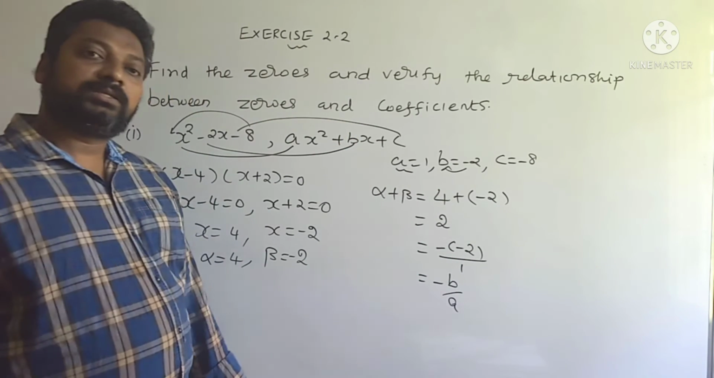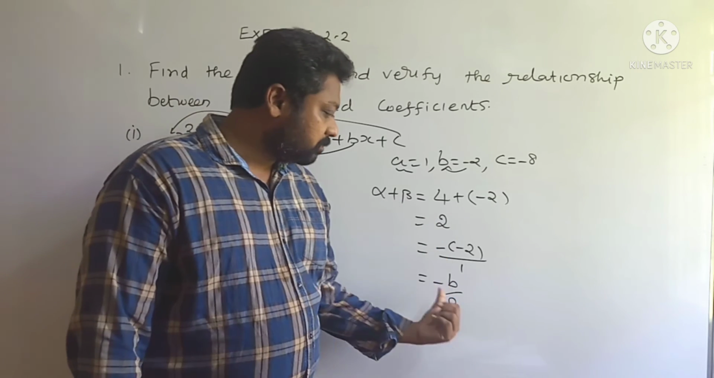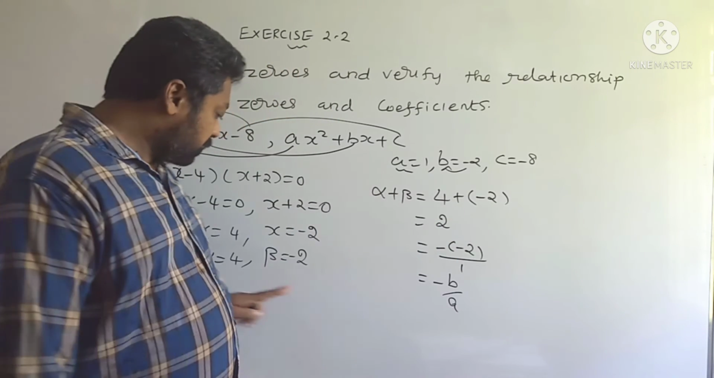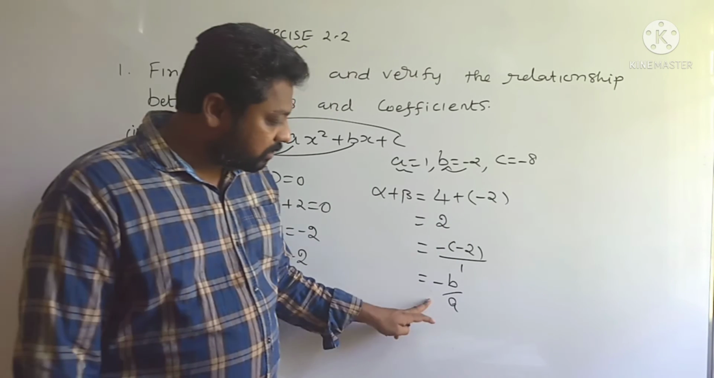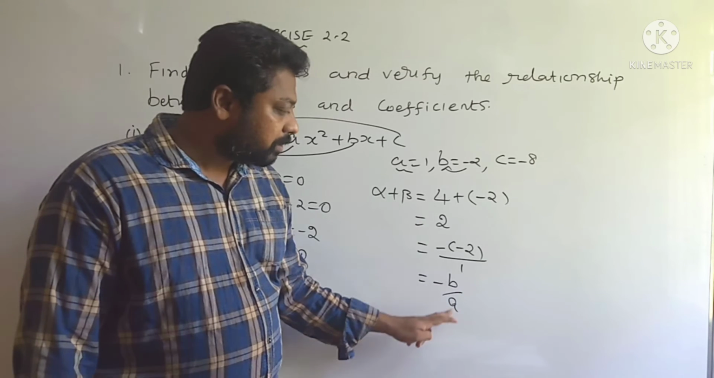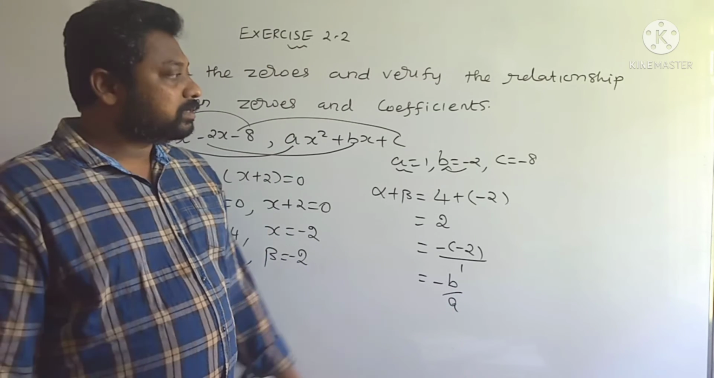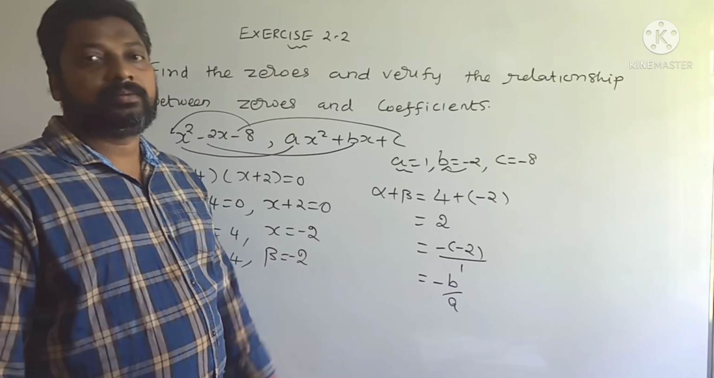So what we discussed in the beginning, alpha plus beta is minus b by a. So from the solution we have verified that alpha plus beta is minus b by a. So in the same way we prove for product.